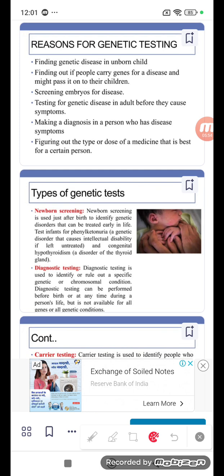So what are the types of genetic tests? There are 1,000+ genetic tests. Today we will discuss a few genetic tests. First one is newborn screening. Newborn screening means after delivery, immediately check for the identification of any problems. Newborn screening is used just after birth to identify genetic disorders that can be treated early in life. For example, phenylketonuria.